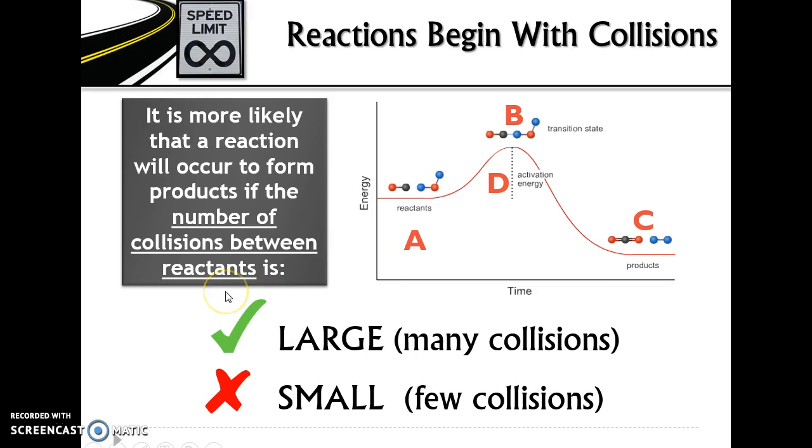And you are more likely to get a reaction to form if you have many collisions, because remember, it's the collisions that provide that activation energy that get the reactions going. So if you have more collisions, you're providing more activation energy, you're going to increase the rate of your reaction. So your reaction will be more likely to occur.